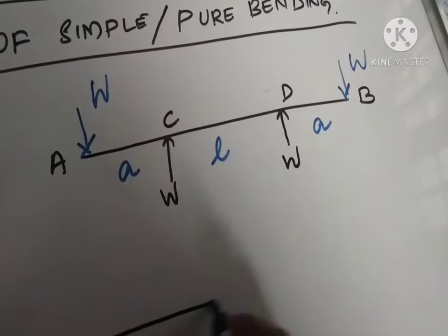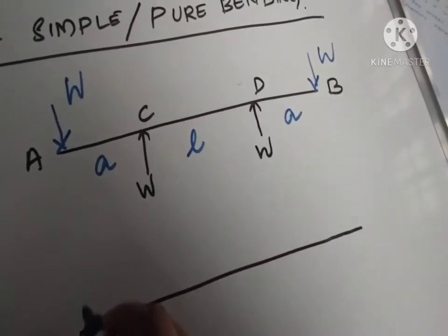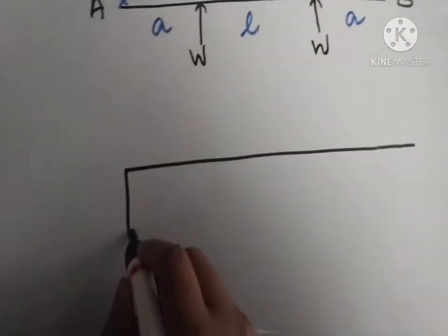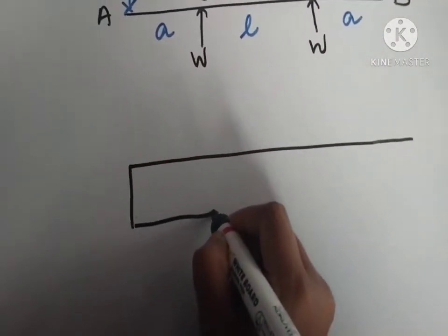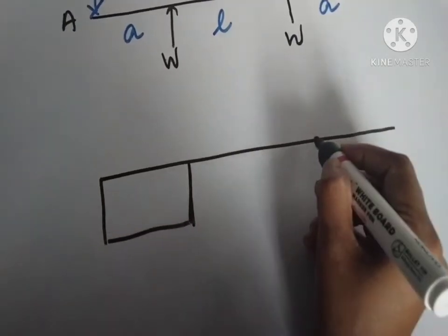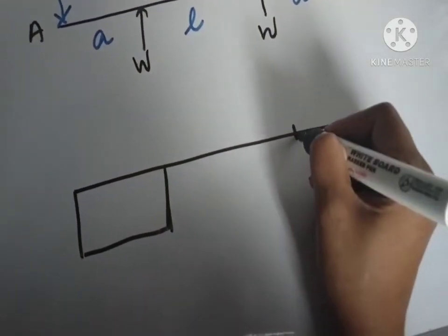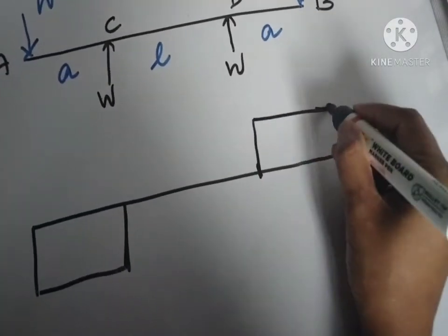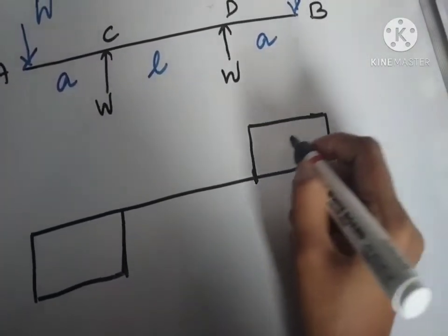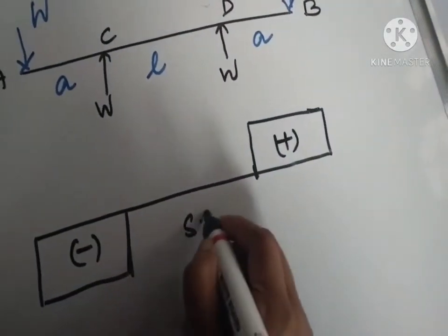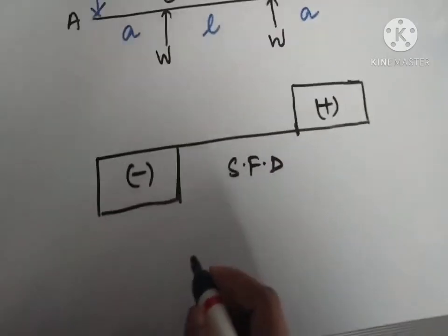Once we draw the shear force diagram, it has a downward force of W. Up till here there is no force. Then at C, there is an upward force of W. In this span there is no loading. From D there is an upward force. Then up till B there is no loading. Then there is a downward force. So this is positive, this is negative, this is the SFD, shear force diagram.